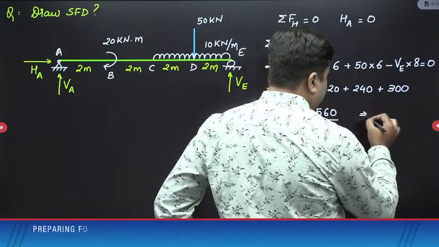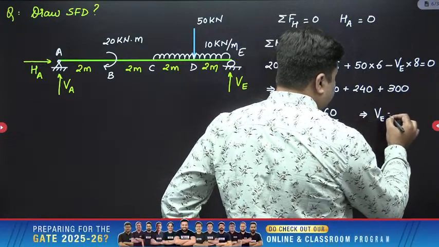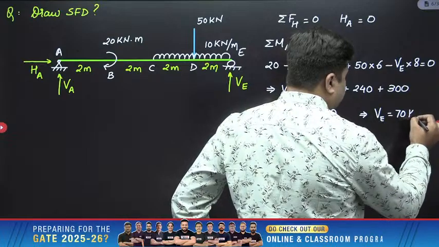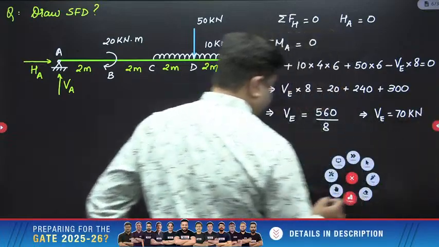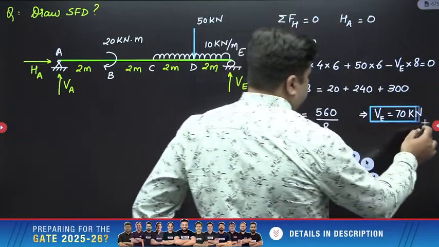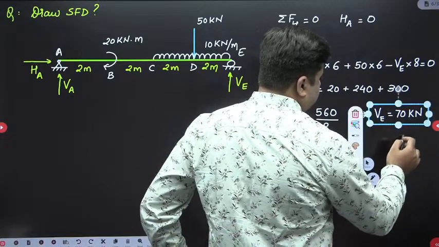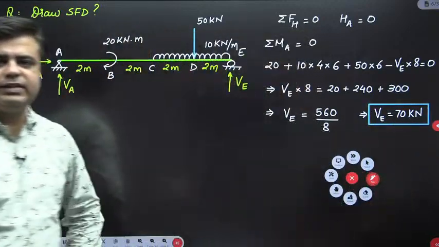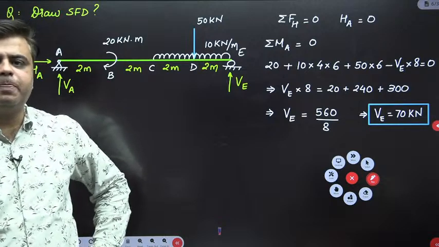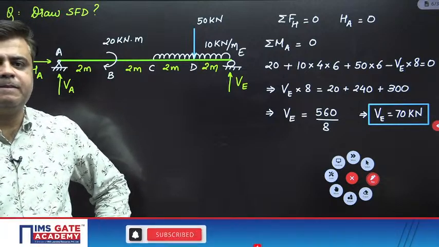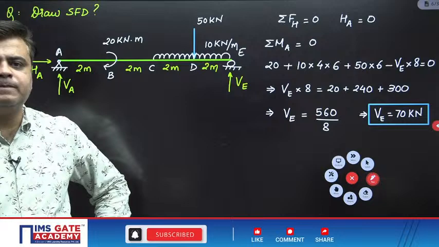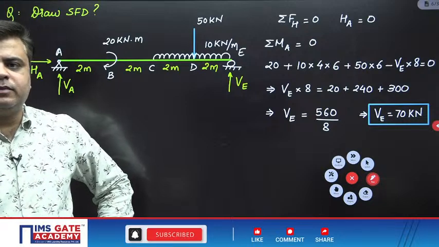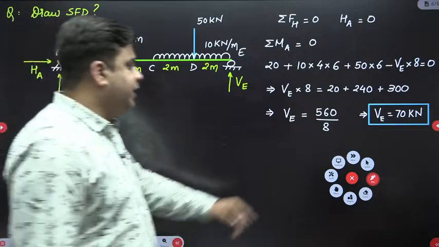Just confirm this. V is 70 kilonewton, right?